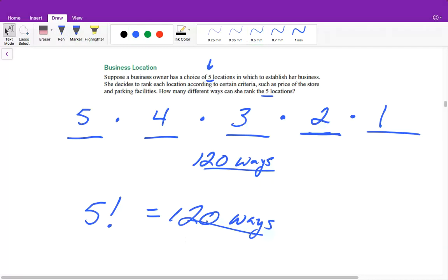One, especially when it's a permutation: does order matter? If it's yes, then you're asking yourself, am I ranking all of them or am I ranking just some of them? And if we're ranking all of them, it's just simply 5 factorial. There's 5 locations, we're ranking 5. If we're only ranking part of them, there's a different formula that we need to use.